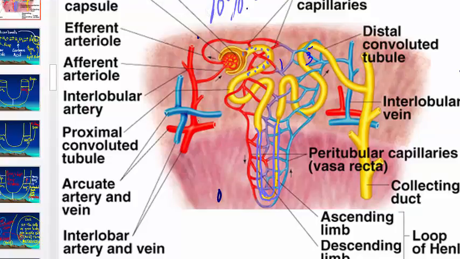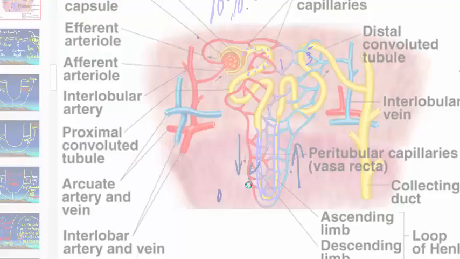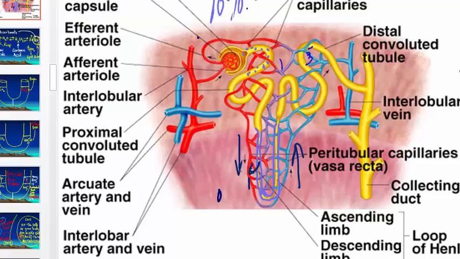Anyways, I digress. There are two portions to the loop of Don Henley. You got the descending limb, and then you have the ascending limb. All I want you to know about this is in the descending limb, the only thing that can get reabsorbed back into the blood is water. So water gets reabsorbed in the descending limb. Then you move up the ascending limb. The only thing that can get reabsorbed is stuff, solute. And then you have the thickened portion of the ascending limb.